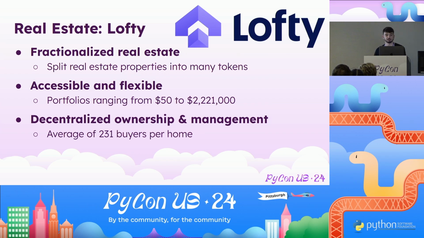With Lofty, when you buy one or more tokens, you actually become an owner of that property through an LLC. And the ownership is tied to the ownership of those tokens. On average, each listing on Lofty has 231 buyers per home. So whenever there's a decision to be made, like what property management company should we use to manage this property? What fixes should we do? How should we deal with eviction? All these things that are required to manage a property are decentralized and just dictated by who owns the tokens.